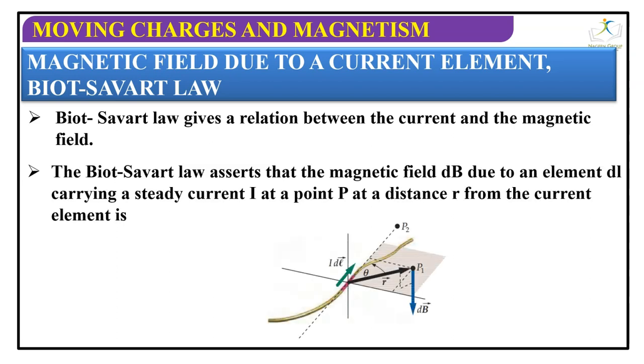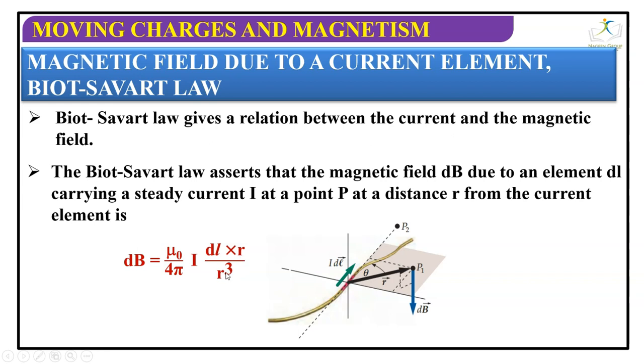The Biot law asserts that the magnetic field, represented as a small dB, due to an element dl, where element means a small section of that particular conductor carrying a steady current I, at point P. As you can see over there, we have a point P at a distance of a small r from the current carrying element. This gives dB equals mu naught by 4 pi, I dl cross r by r cube.